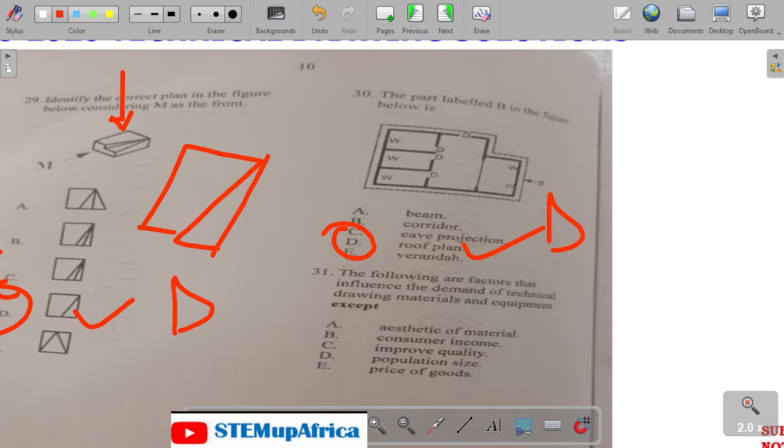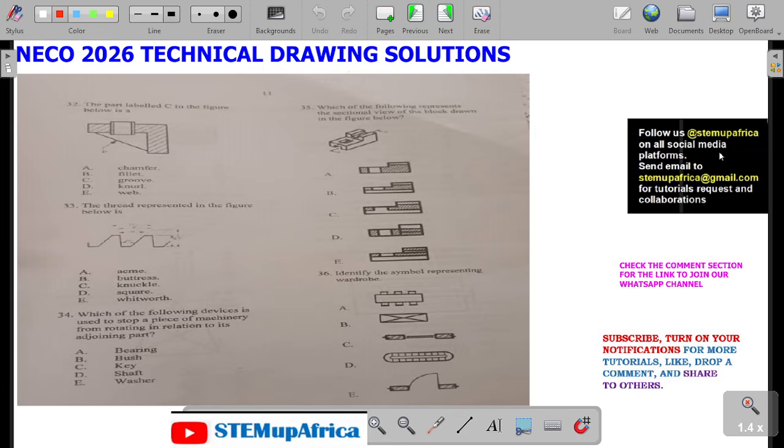The following are factors that influence the demand of a technical drawing material and equipment. Aesthetic of material, consumer income. Yes, if you have money, you should buy good quality. Then improve quality, of course. Population size, the more people, the more demand for those price of goods, of course. The answer is aesthetic. Nobody buys drawing instruments to beautify his house. So it's A.